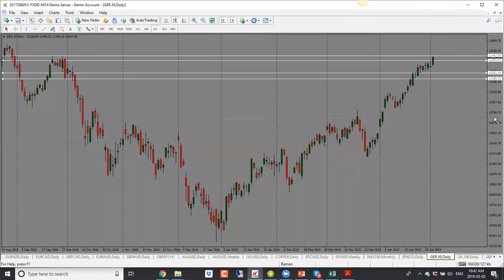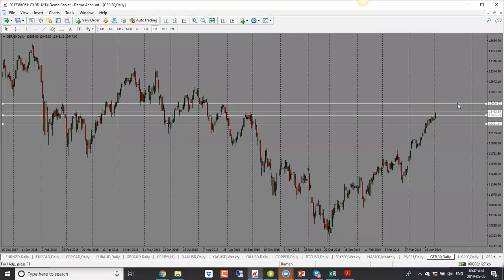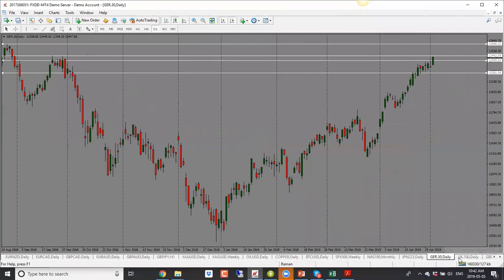DAX here, DAX is looking bullish as well. And it's been on this bullish move for some time now, for several weeks actually here. So this one is bullish as well. It does have room to the upside here. Next target is 12600. So bullish bias here for DAX as well.